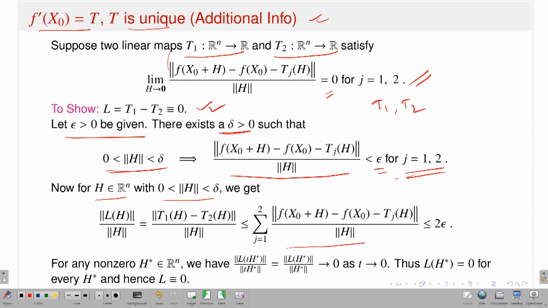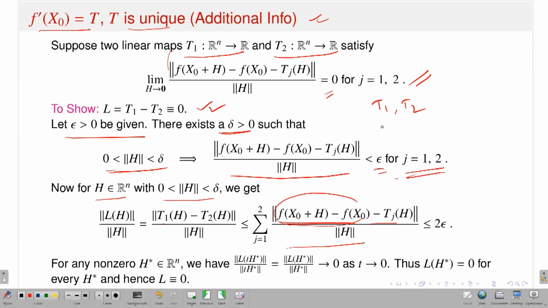This is easy in the sense that you just add and subtract. I have T1 h minus T2 h, so what you do is add and then subtract. You combine f of x naught plus h minus f of x naught minus T1 h, and f of x naught plus h minus f of x naught minus T2 h. If you do that, then it will be true. So you just add this term and subtract.